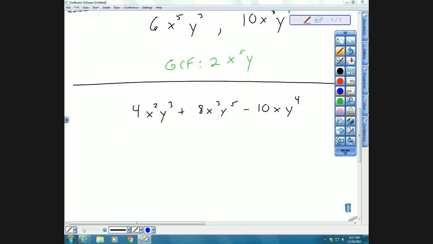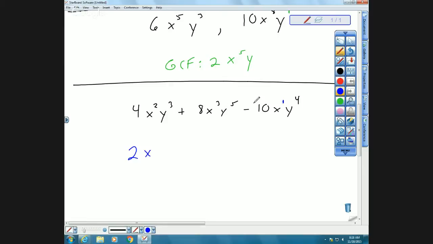So if you have this right here, you have 3 terms, same thing, we're just looking at them individually. What is my GCF of 4, 8, and negative 10? 2, right? So I pull out a 2. How many x's can I pull out? 2 here, 3 here, and 1 here. So that means I can only pull out 1, because that one's stopping me from pulling out any more.